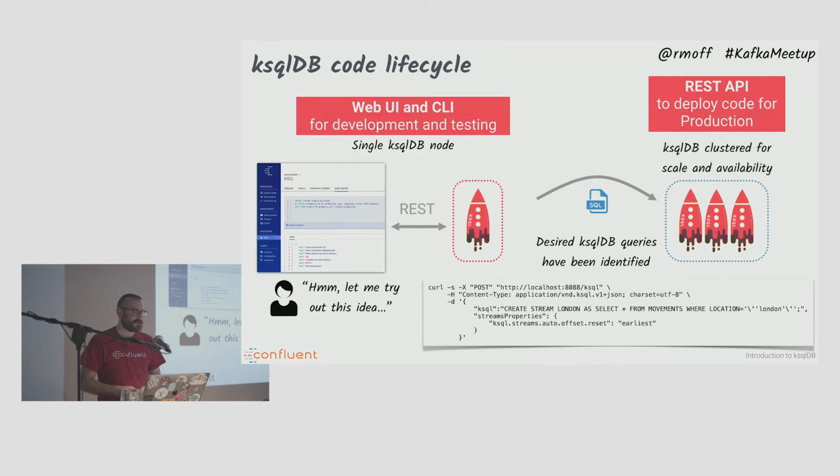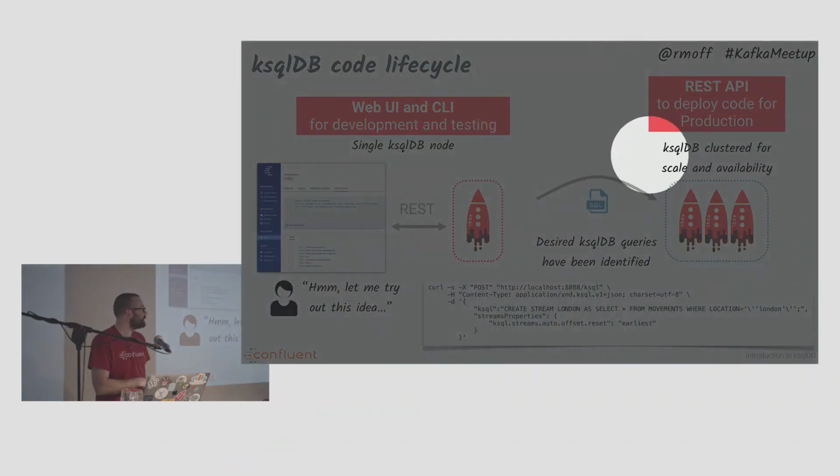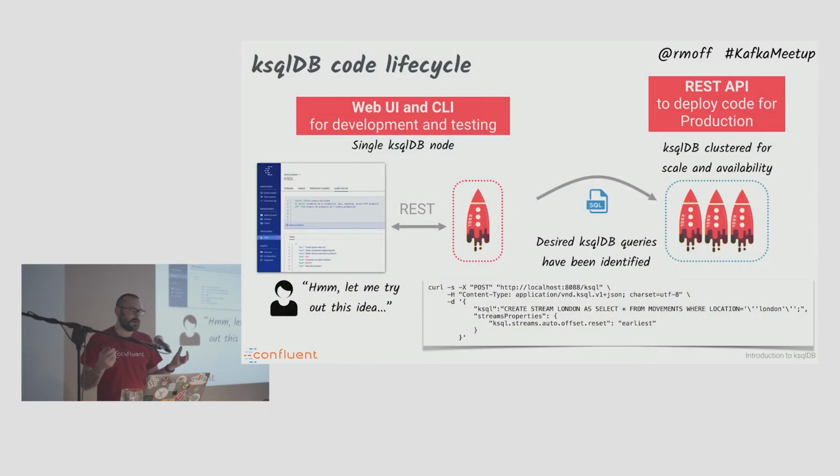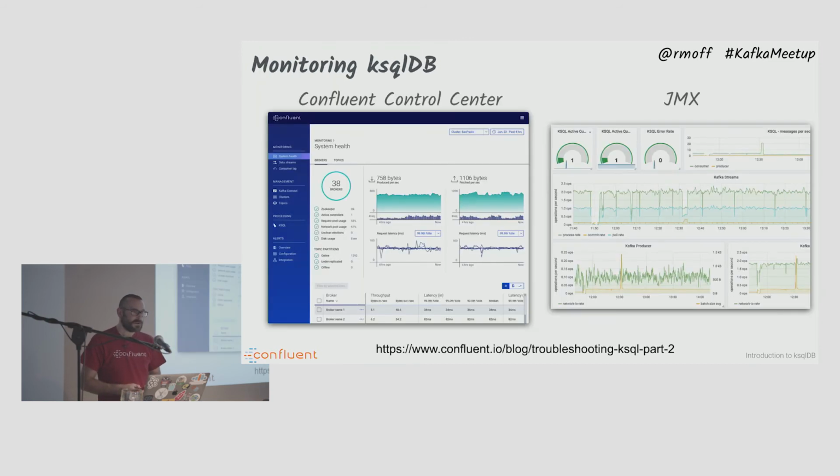You probably start out with a single ksqlDB node, but you can cluster ksqlDB, so you cluster it for scale and availability later on in mature environments. To monitor ksqlDB, you can use Confluent Control Center, just looking at it as consumers. You've got ksqlDB access there as well within Control Center. There's also JMX, so if that's your thing, you can start poking around under the covers and see what's going on there.